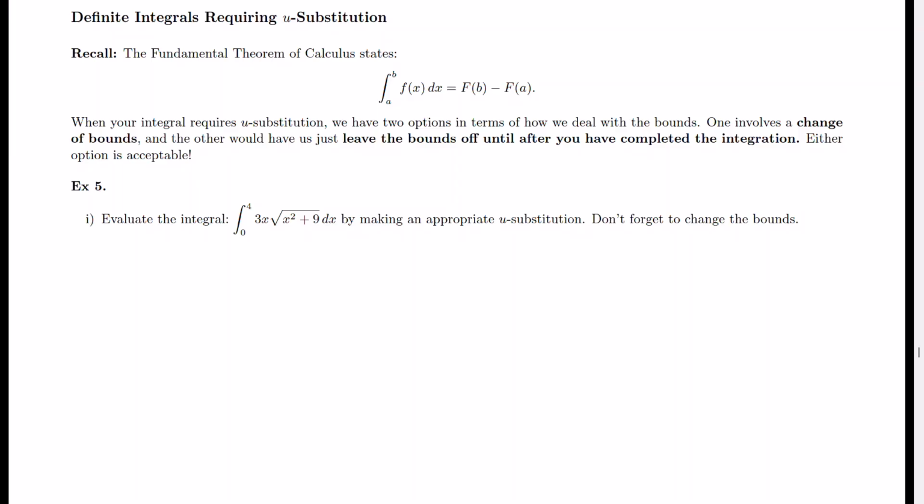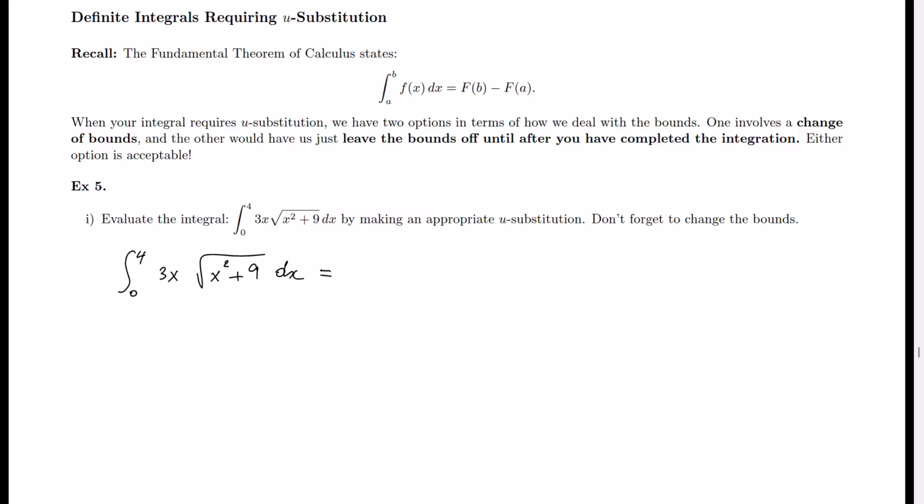So let's take a look at example number 5, where we have to do a u substitution and also apply the fundamental theorem of calculus. So obviously these problems are going to require u substitution, and so the only difference is now we're expecting the answer to be a number rather than some quantity that has x's in it. That's because definite integrals always return numbers, and they signify the net area or whatever. It's just a random number. But let's start with looking at this first problem.